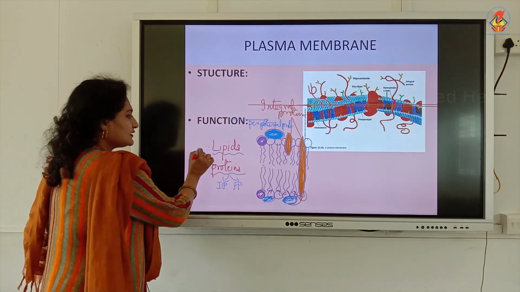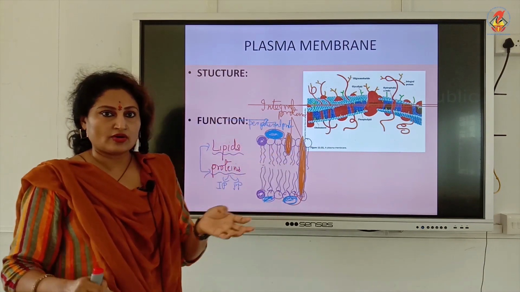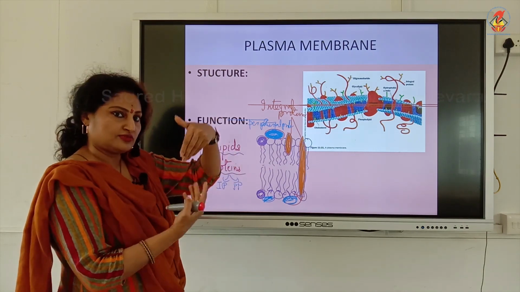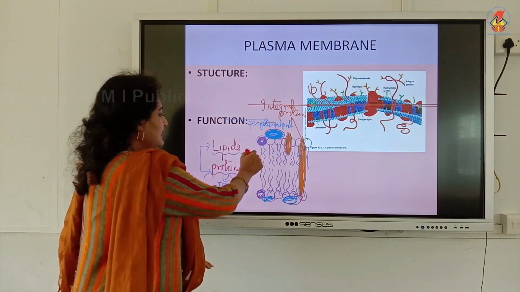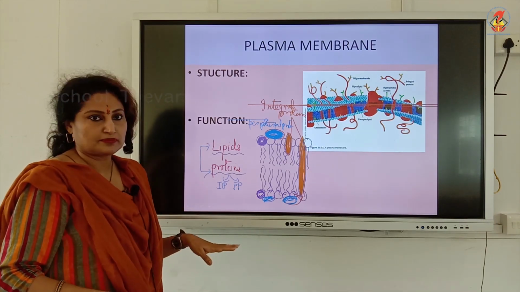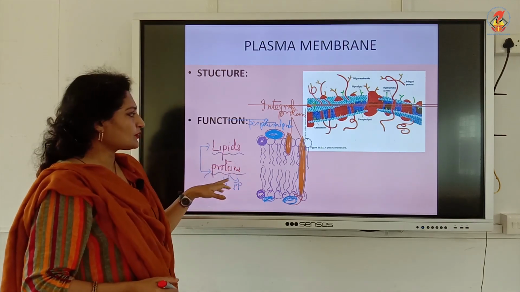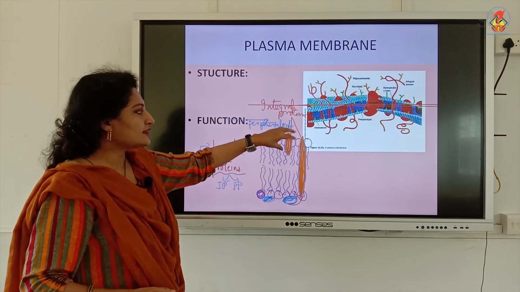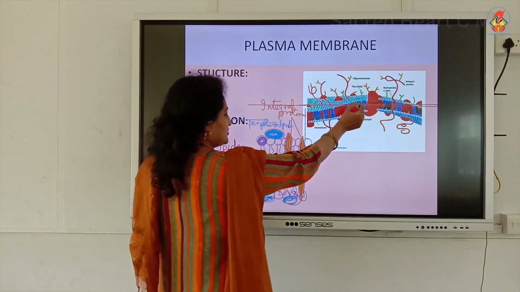So once again, the plasma membrane comprises lipids and proteins. Lipids are arranged in a bilayer, or in two layers, with the polar head facing towards the outside and a non-polar tail facing towards the inner side. Then there are the proteins, which, based on the ease of extraction, are classified into integral proteins and peripheral proteins. Peripheral proteins are located at the periphery or superficially, and integral proteins are either completely buried in the lipid bilayer, or they are partially embedded in the lipid bilayer. So this is the structure.